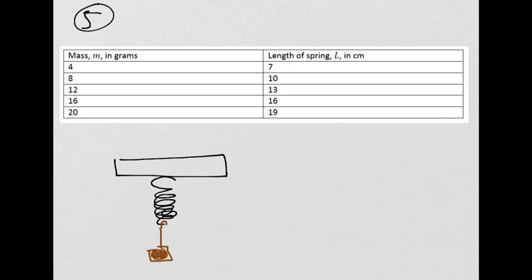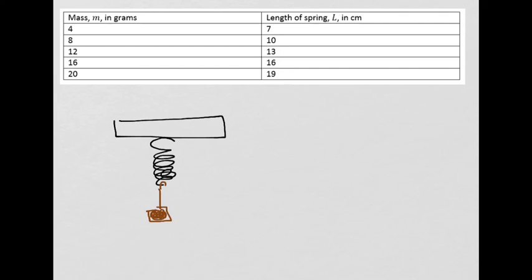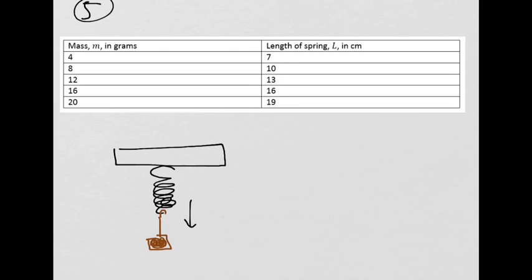Anyways, so they put the mass on the spring, and then the spring stretches, right, and it goes down a little bit more. Then they take a different mass and put it on, and they see how much it stretches every time. We're going to use this table to create an equation in slope-intercept form that relates the length of the spring to what mass we put on the spring.